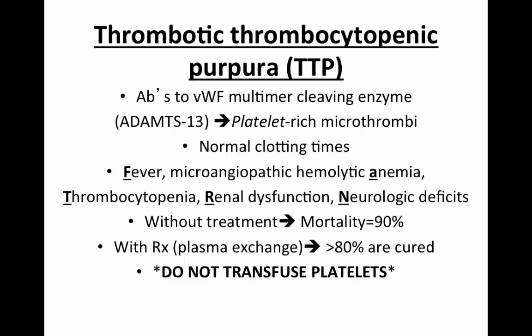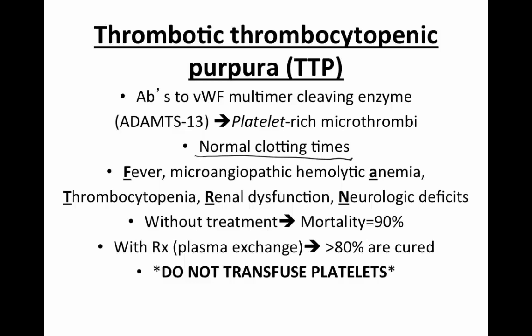But the bottom line is that results in platelet-rich microthrombi as opposed to clotting factor or fibrin-rich microthrombi. And that's how this differs from DIC. That's the most important thing to remember in distinguishing the pathophysiology of these two disorders. And because of that, the clotting times in TTP are usually normal.